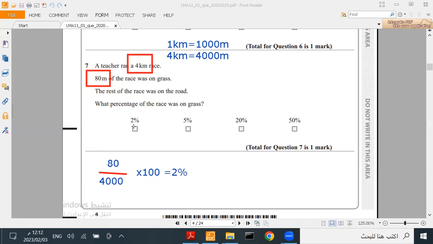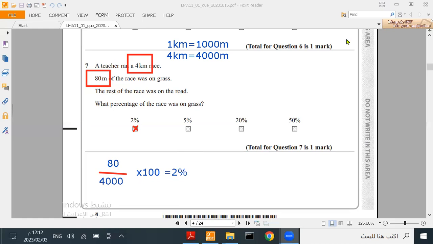The first step is that you have to make them the same units. If you don't make them the same units, you will get a wrong answer. So don't jump into answers until you make them the same units, okay? Then divide them by each other, multiply by 100, and you'll get 2%.